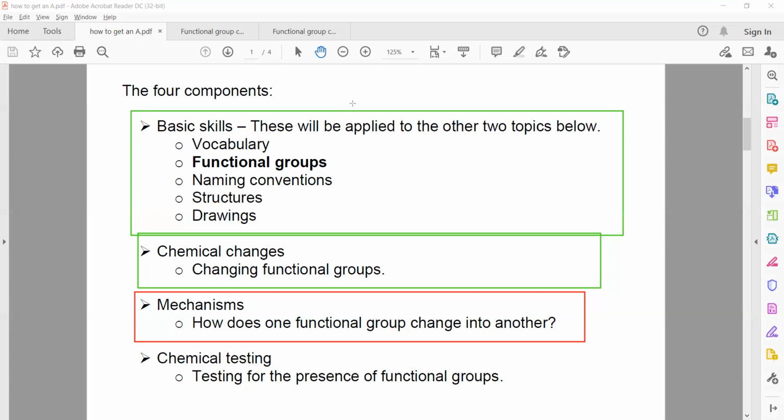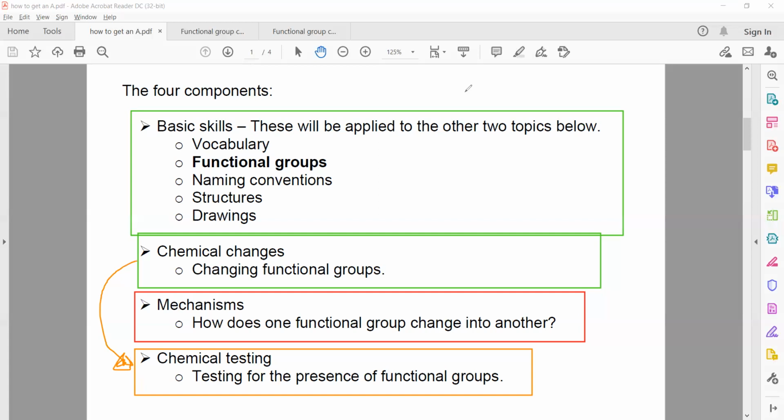And then the last topic is kind of actually the same as chemical changes, and it's chemical testing. The reason it's the same is because we know that certain functional groups have certain predictable patterns of behavior. And because we know those patterns, we can use that to test for them. So you'll see that the tests for the functional groups are themselves probably functional group conversions. If you notice a change in the chemical structure, you know that that functional group is present. So those two will tie nicely together.